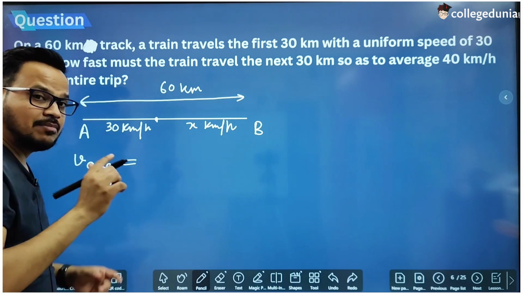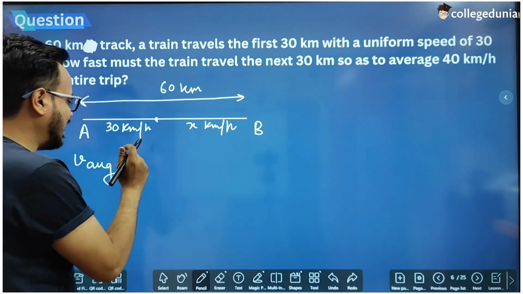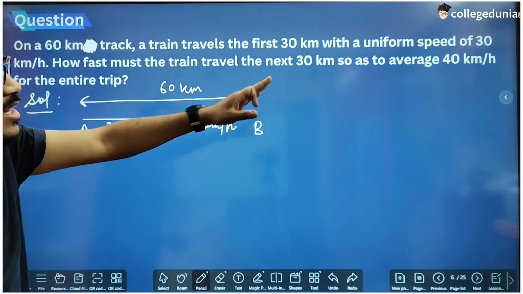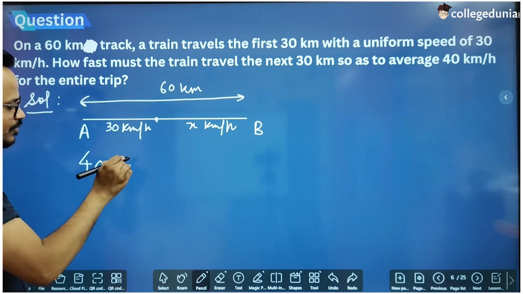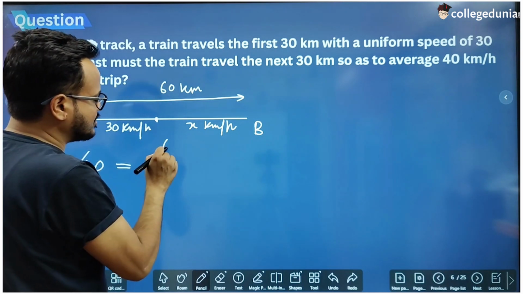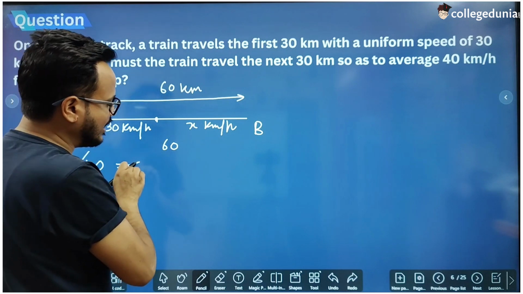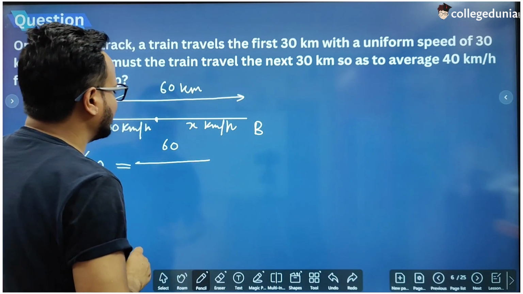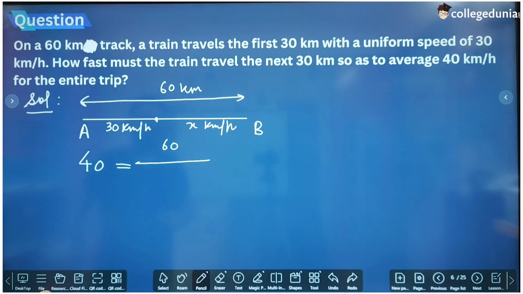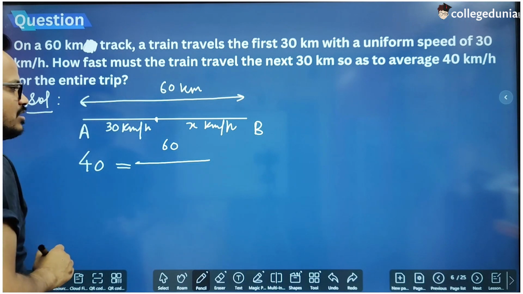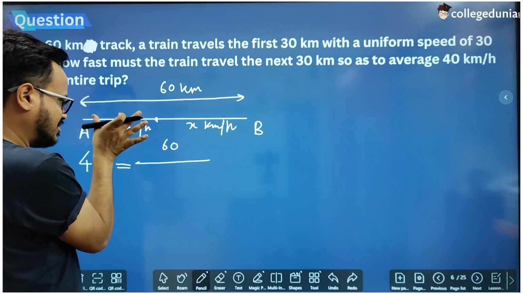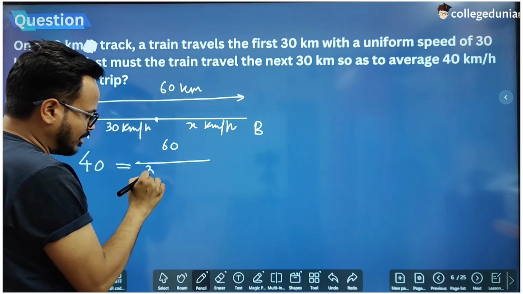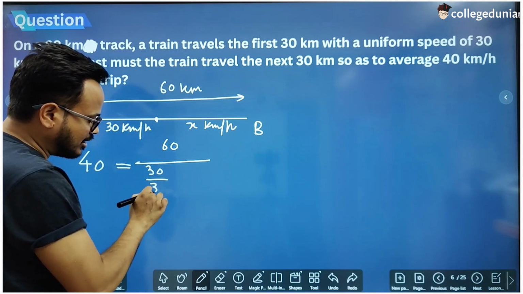Average speed is total distance traveled divided by total time taken. Average speed is given as 40 km per hour. So 40 equals total distance traveled, which is 60, divided by total time taken. Total time is distance over speed. In the first case, distance is 30 and speed is 30 km per hour, so it is 30 by 30.